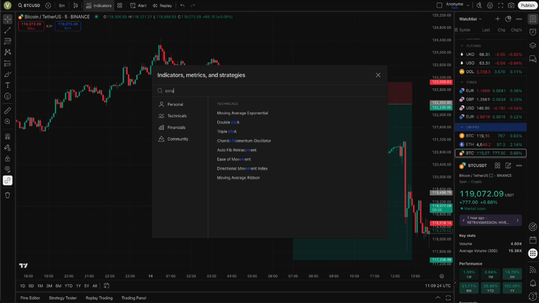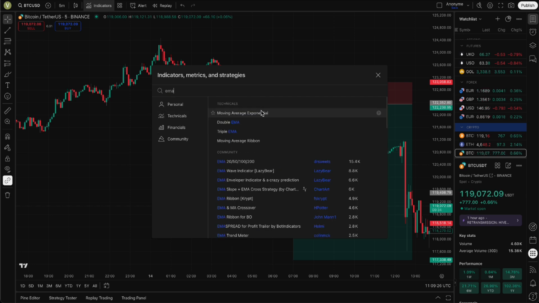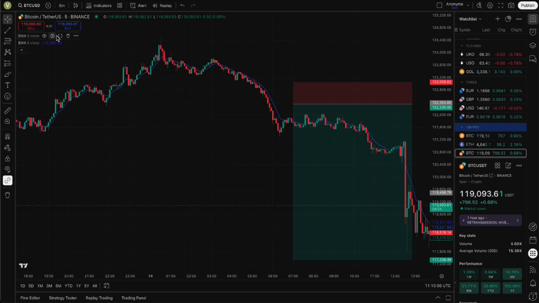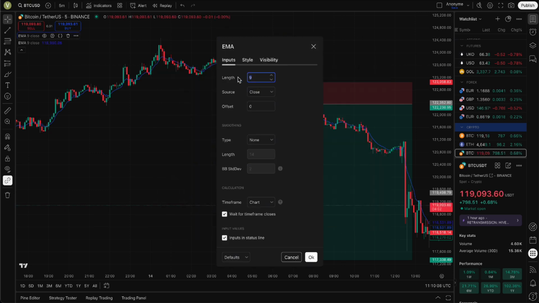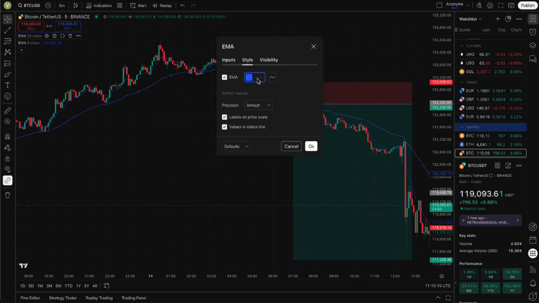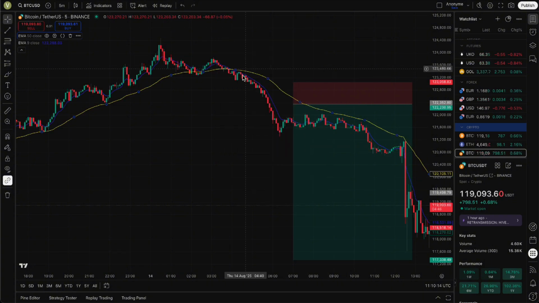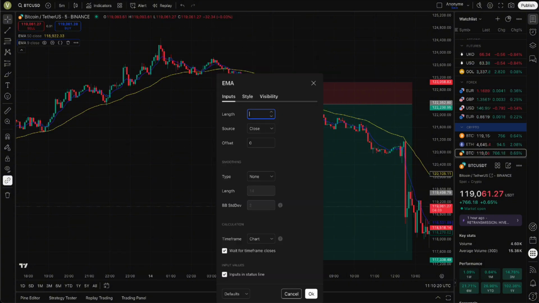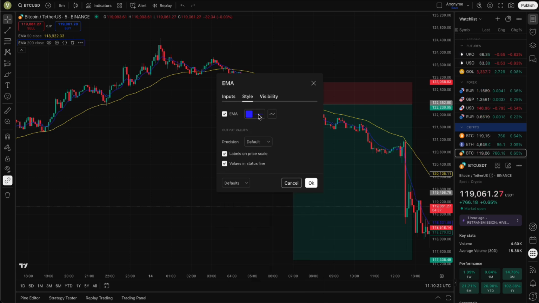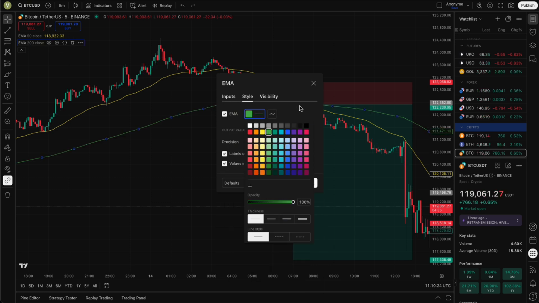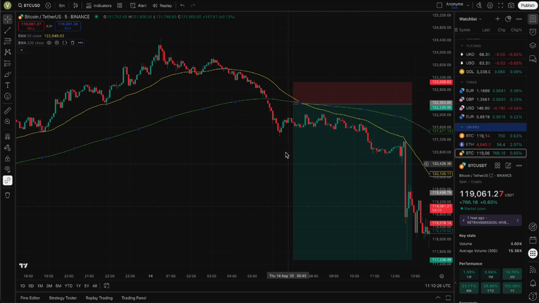Open TradingView and start by adding the exponential moving average, or EMA, twice. The first EMA should have a length of 50. Set it to a yellow color and make the line a little thicker than usual so you can easily see it during fast-moving price action. The second EMA should be set to 200, colored green, and also slightly thicker. These two EMAs will act as your main trend filters and help you decide whether to focus on long or short trades.